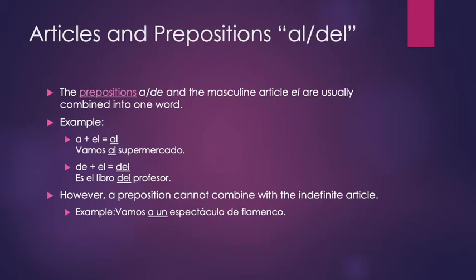De el equals del. Es el libro del profesor. It's the professor's book. You don't say de el, you say del. However, a preposition cannot combine with the indefinite articles. For example, vamos a un espectáculo de flamenco. You don't combine that. Let's go to a flamenco show.